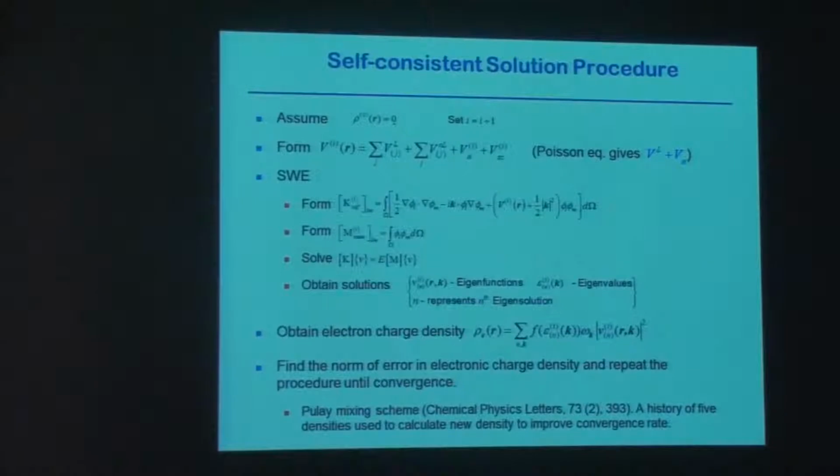The new charge density can be compared with the previous one between successive iterates. And once we get it up to a certain convergence, mutual convergence between successive iterates, we can exit from that step. So we find the norm of error in the electron charge density and repeat the process until convergence. In these calculations, we have used the Pulay mixing scheme, and we have used a history of 5 densities to calculate the new density to improve convergence rate. So these are very delicate and also expensive calculations.